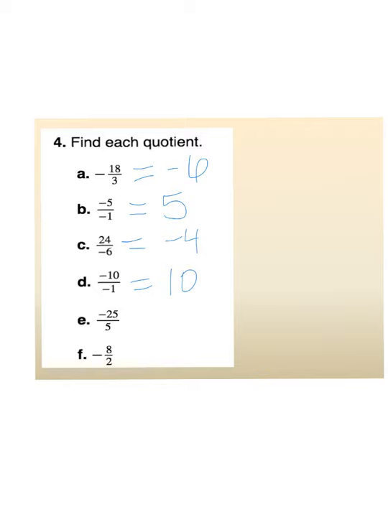And for E, a negative 25 divided by 5, we have one negative and one positive, therefore our answer has to be negative. And on F, the whole fraction is negative, therefore the answer will be negative. We have a negative 8 divided by 2. That will give us a negative 4.